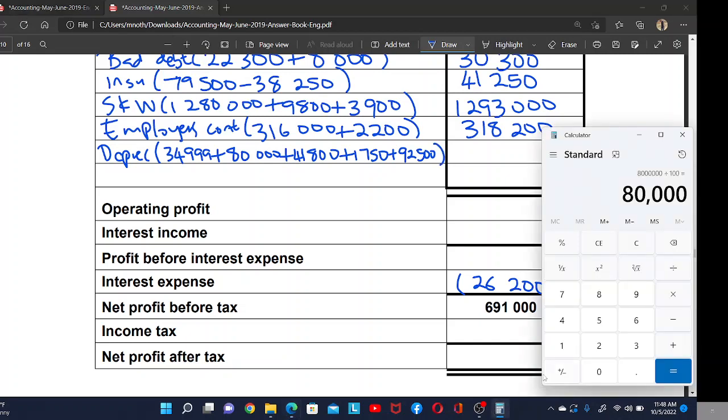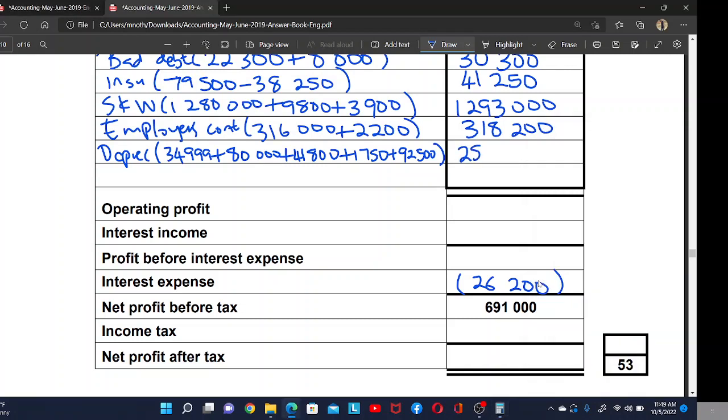So which is going to give you 34,999 plus 80,000 plus 41,800 plus 1,750 plus 92,500, which is 251,049.